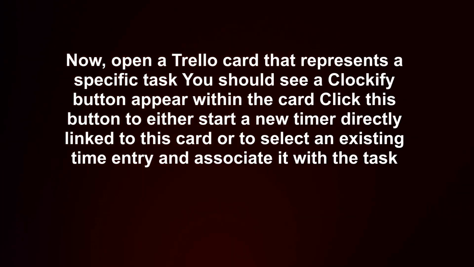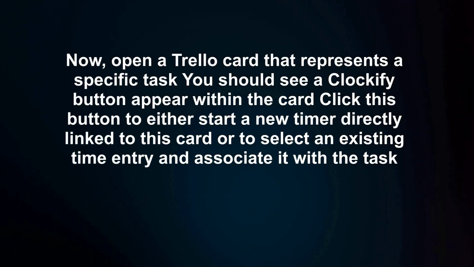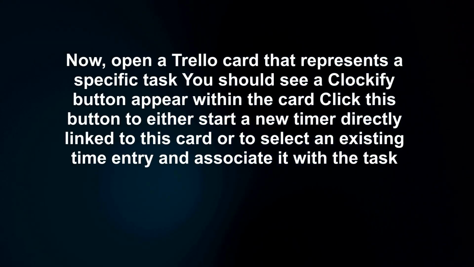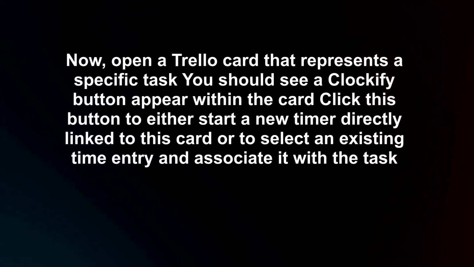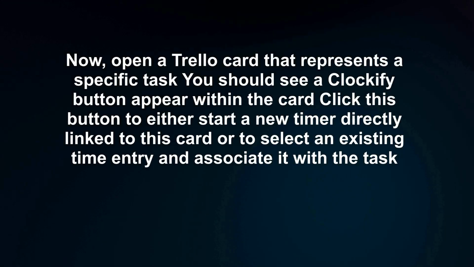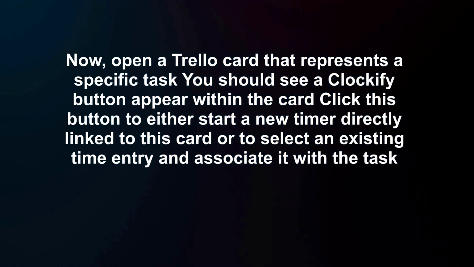Now, open a Trello card that represents a specific task. You should see a Clockify button appear within the card. Click this button to either start a new timer directly linked to this card or to select an existing time entry and associate it with the task.